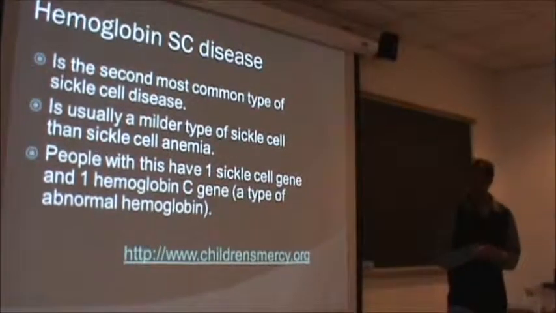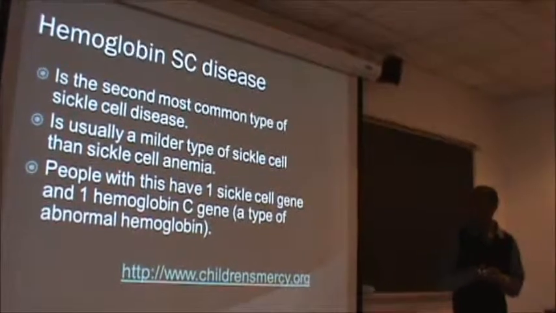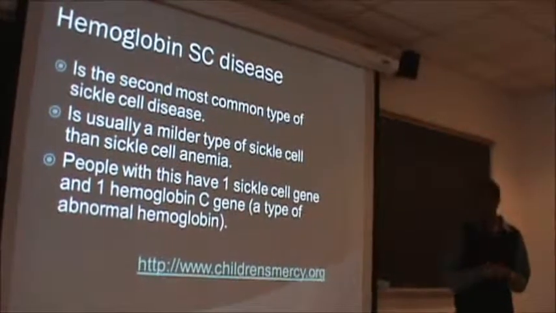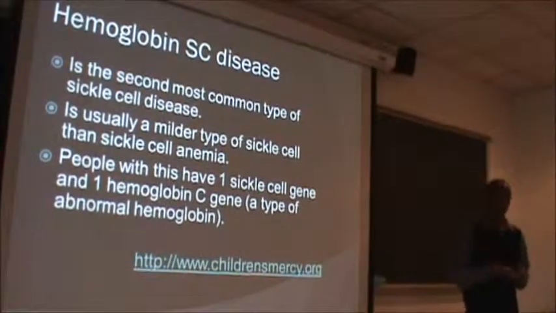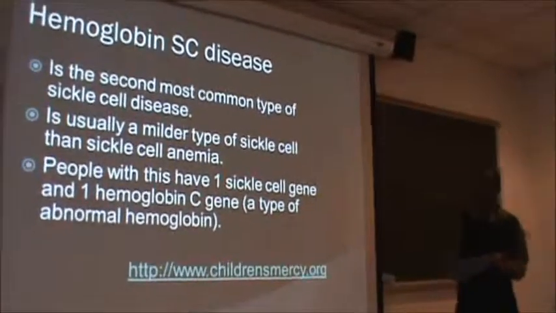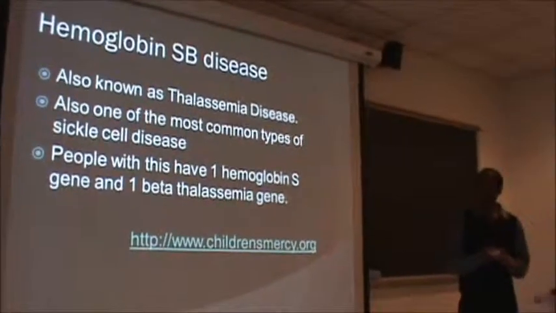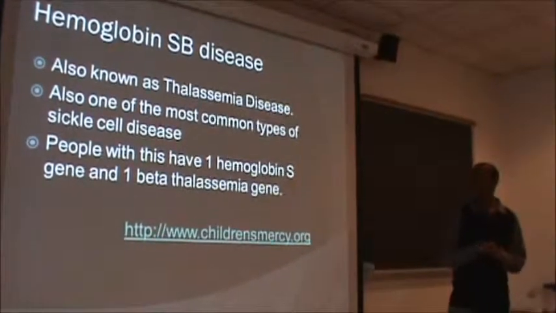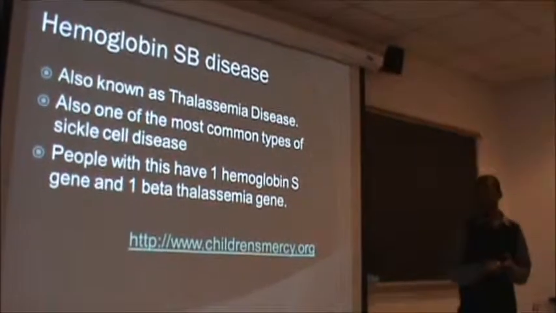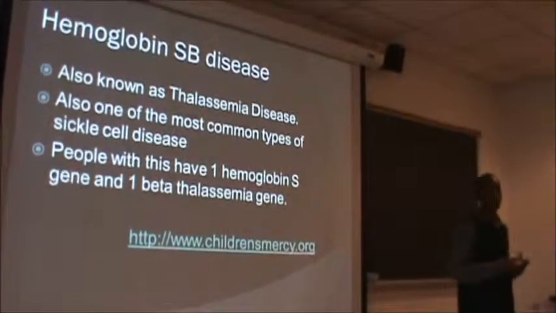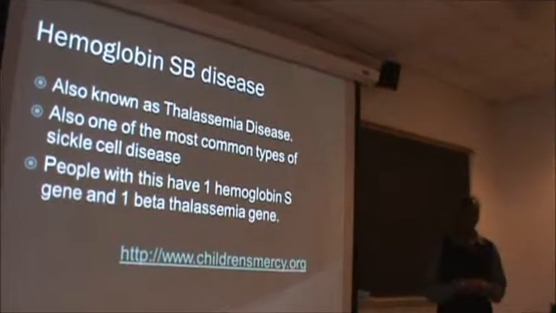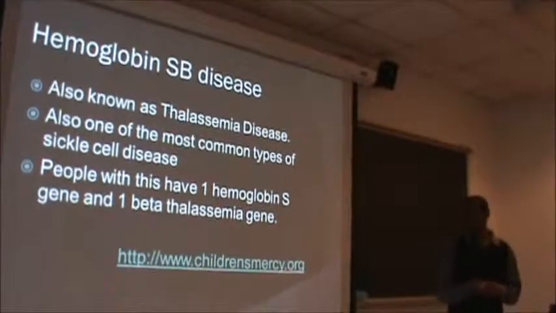Hemoglobin SC disease is the second most common type of sickle cell disease. It's usually a milder type than sickle cell anemia, and people with this have one sickle cell gene and one hemoglobin C gene, which is another type of abnormal hemoglobin, based on Children's Mercy. And SB, also known as thalassemia disease, is also one of the most common types of disease, just like sickle cell anemia. People with this have one hemoglobin S gene and one beta thalassemia gene, which is another type of hemoglobin disease.